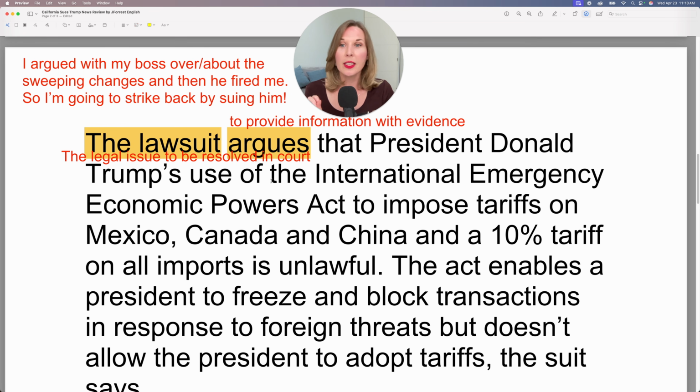The lawsuit argues that President Donald Trump's use of the International Emergency Economic Powers Act. So this is the official name of an act, which is a government policy that is legal. So you can enforce it because it's a legal document. To impose tariffs. So remember, we learned that the verb impose is used with tariffs to mean to introduce. To impose tariffs on Mexico, Canada, and China, and a 10% tariff on all imports. So you could say a 10% sweeping tariff on imports, because that would represent this all. You could say sweeping tariffs is unlawful. So just to repeat this concisely, the lawsuit argues that this act doesn't have the authority to impose the tariffs.